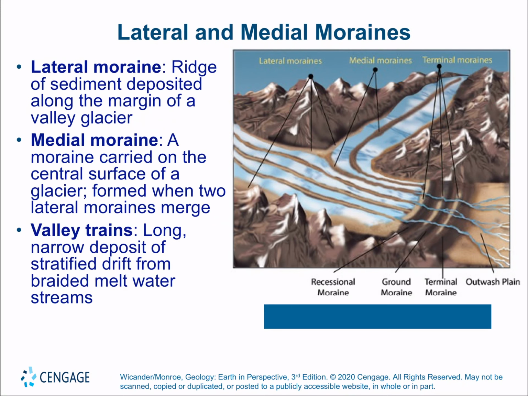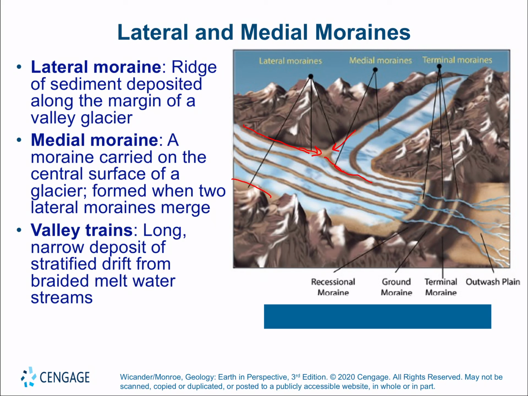You could also have what's known as a lateral moraine, and that is a ridge of sediment that's deposited along the margins of your valley glacier. So your lateral moraines are going to be on the edges, like this. The medial moraine is a moraine that's carried on the central surface of your glacier, and it forms when two lateral moraines merge. So you can see right here is our medial moraine. So we had a lateral moraine coming down this way, we had a lateral moraine coming down this way, and they merge into that medial moraine.